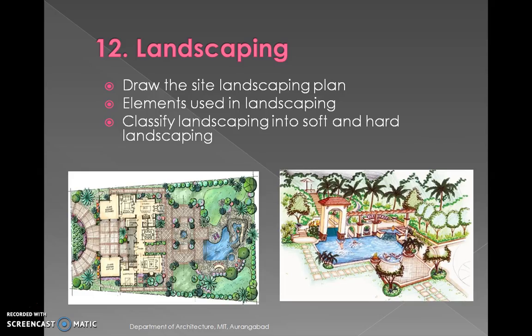The landscaping on the site is also an important parameter because it creates the microclimate. Whatever landscaping has been done on the case study site, you have to demarcate that on the sheet. You have to identify the elements used in landscaping, and you have to classify the soft and the hard landscaping.